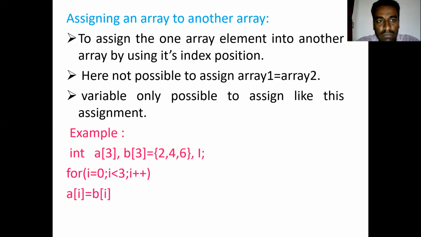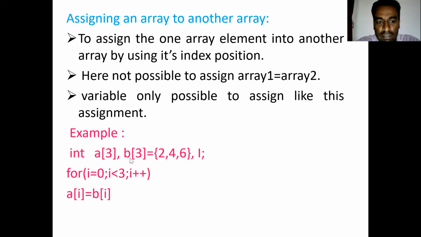Next one, how do we assign an array to another array? If we want to assign an array to another array, we have to use the index position. For example, if we want to assign the values of array 1 to array 2, it's not possible to assign array 1 equal to array 2. So how is it possible to assign an array? With the help of this simple program.